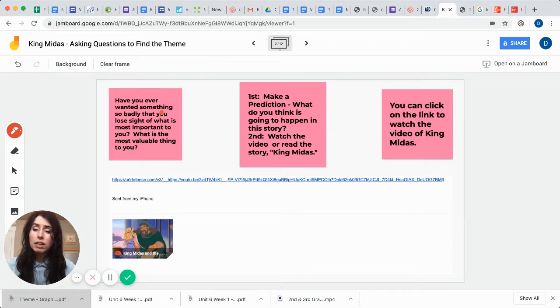While you're thinking about the prediction or what you think is going to happen in the story, I'd like to go ahead and pose some questions to you. The first question is, have you ever wanted something so badly that you lose sight of what is most important to you? Or, here's another good question, what is the most valuable thing to you? So please think about those questions as we proceed on into this text in this video.